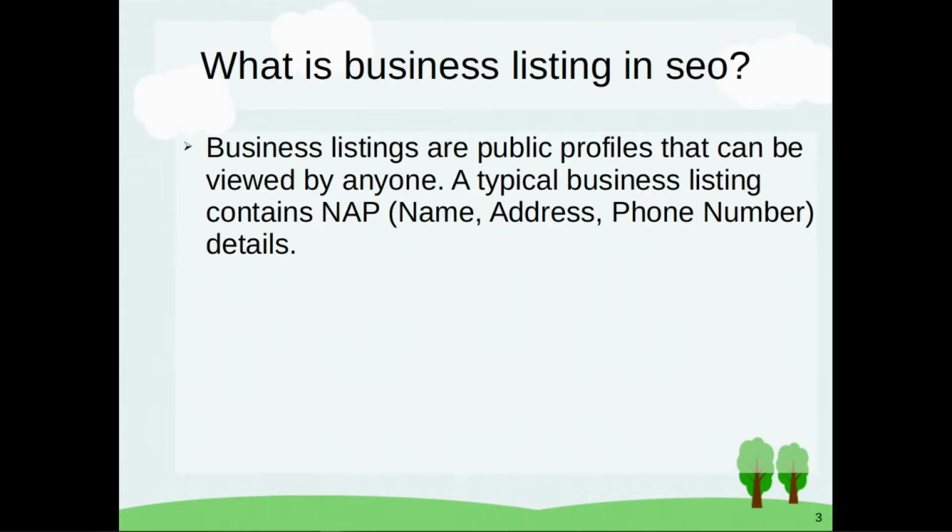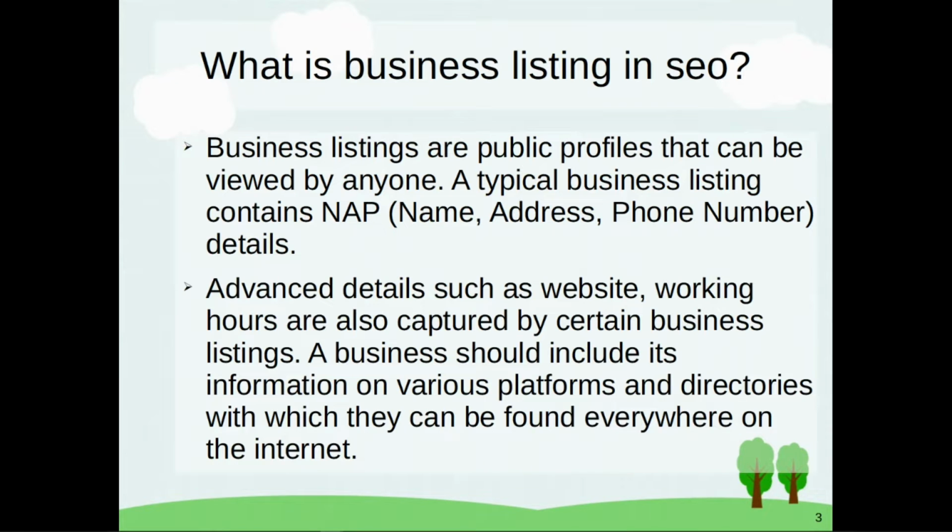Basically, business listings are public profiles that can be viewed by anyone. A typical business listing contains name, address, phone numbers and details. So when you list your business, you have to give your name, address, phone number and many more things, such as at what time your office opens and at what time it closes, what is your background, and much more which is needed for your business. You have to give it online.